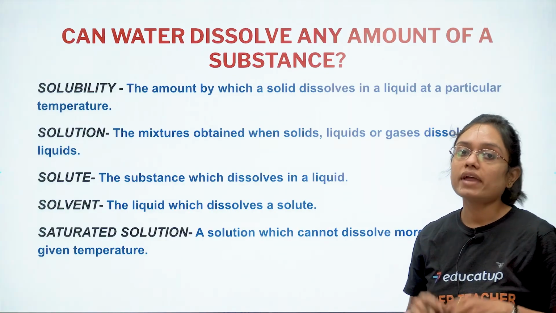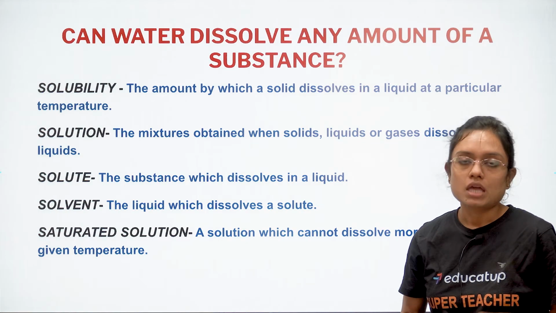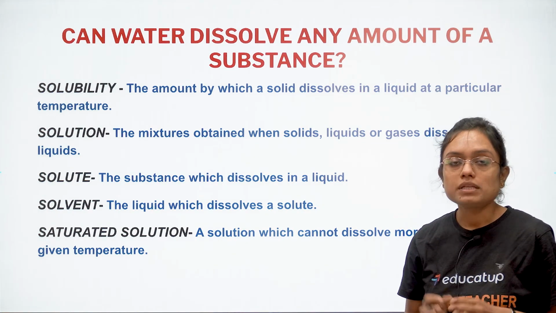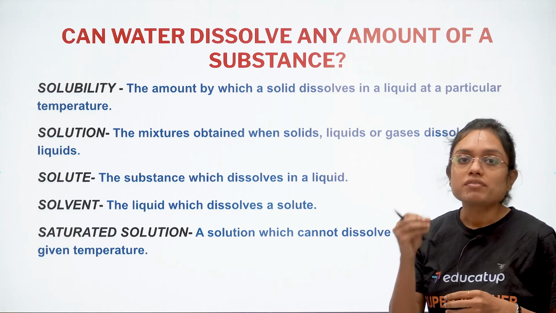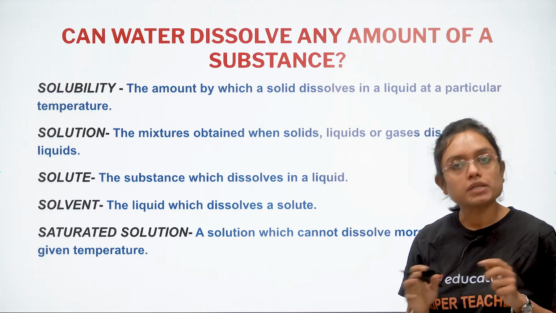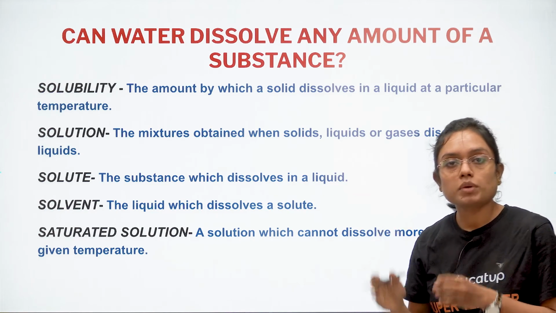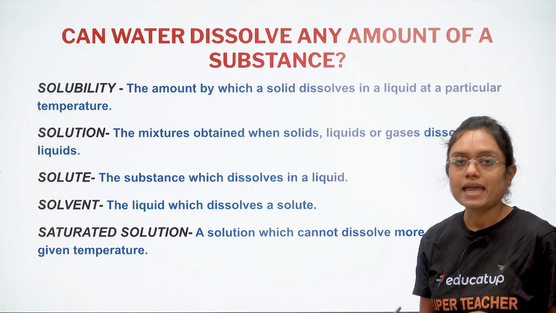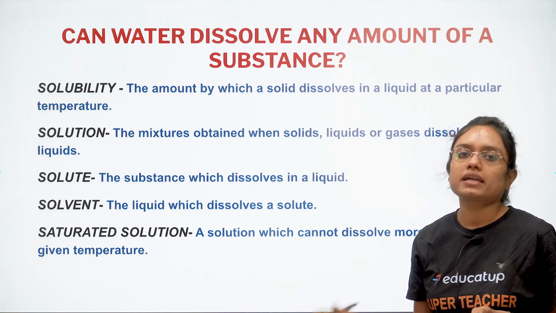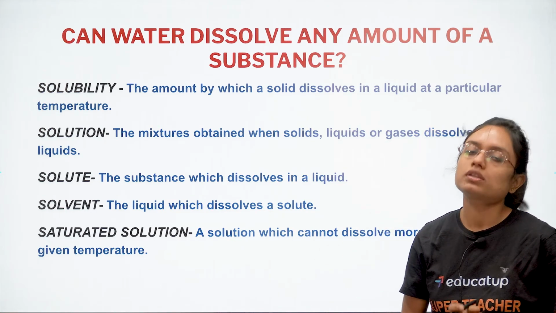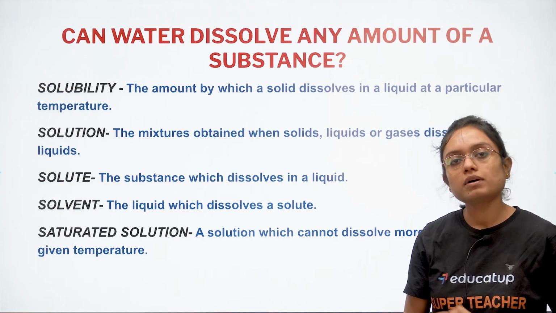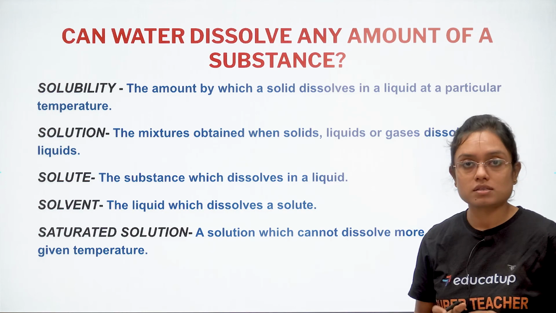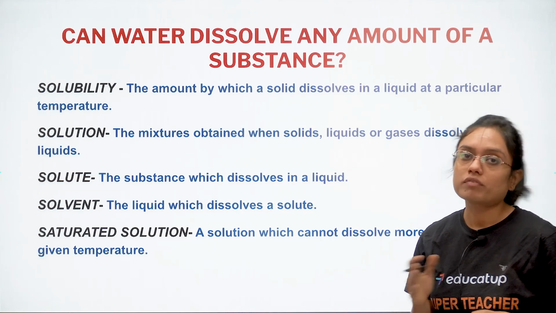Can water dissolve any amount of a substance? The first thing you need to understand in this concept is solubility. That means the amount by which a solid dissolves in a liquid at a particular temperature. कि एक लिक्विड में हम कितना सॉलिड सब्सटेंस डिसॉल्व कर सकते हैं, दैट विल बी द सॉल्युबिलिटी ऑफ दैट लिक्विड. इन दिस केस वी आर डिस्कसिंग फॉर वाटर, कि पानी में हम कितना नमक या कितना शक्कर कितनी क्वांटिटी में उस वाटर में डिसॉल्व कर सकते हैं, दैट इज द सॉल्युबिलिटी ऑफ दैट वाटर.